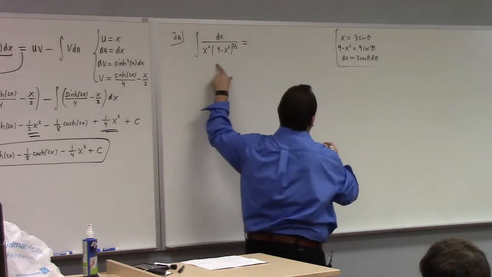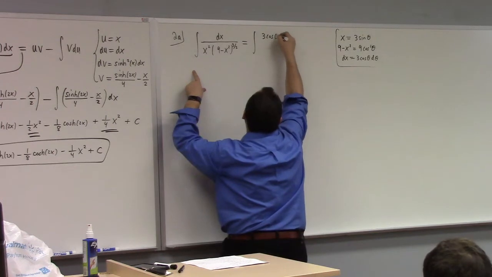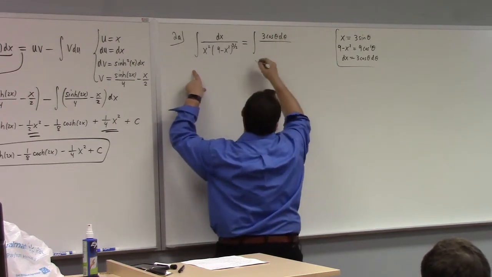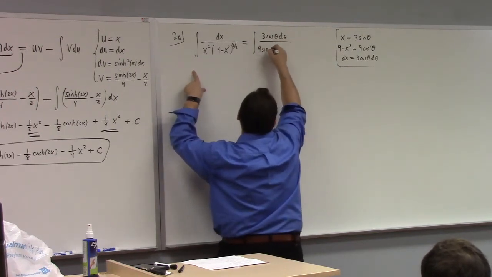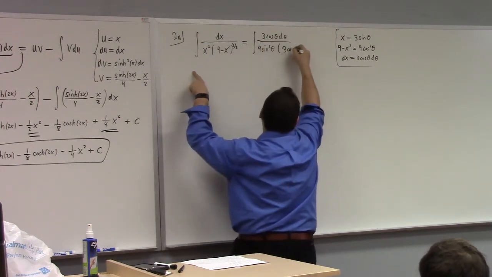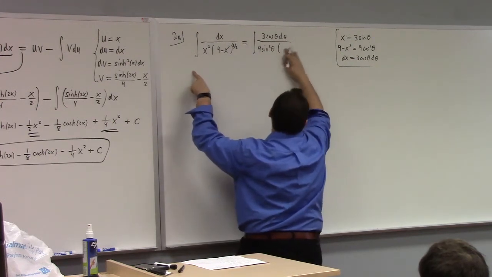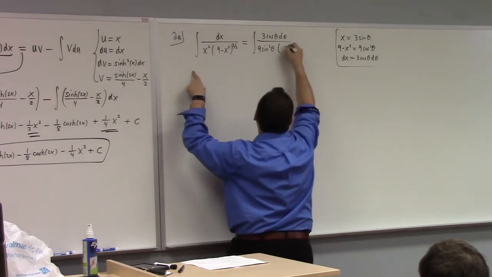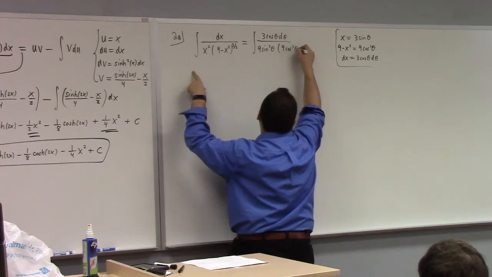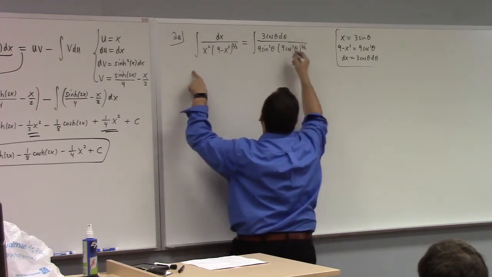Making that substitution here, we have the integral of 3 cosine theta d theta, x squared, well that's 9 sine squared theta. And then, excuse me, I can't follow my math, 9 cosine squared theta, all to the 3/2 power. Now be careful as we simplify that.